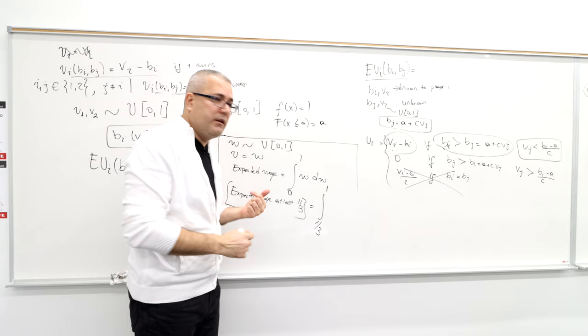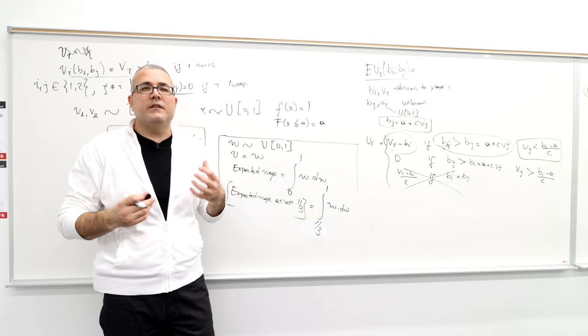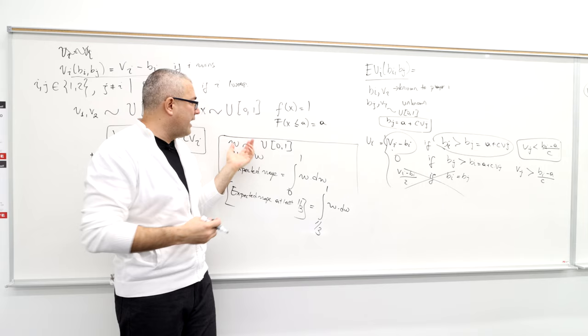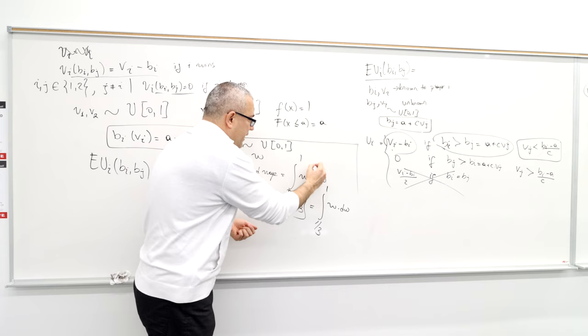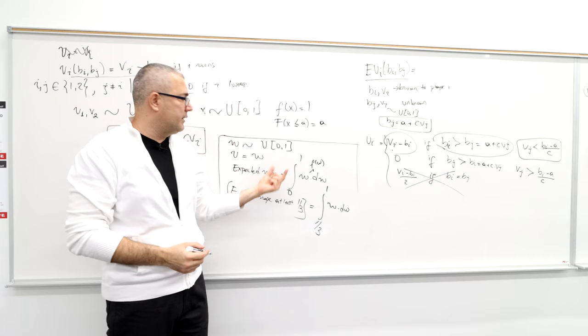Okay, that's it. So this is basically how we calculate the expected payoff if the random variable is uniformly distributed. Here, normally we have f(w) dw, right? But f(w) is equal to 1 because of the 0-1 interval, and so I just skip that.